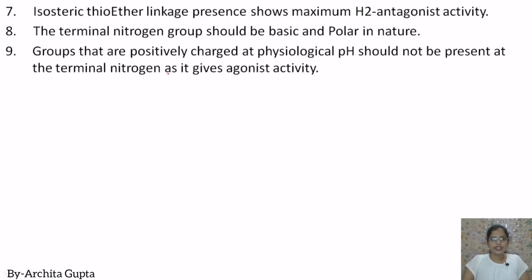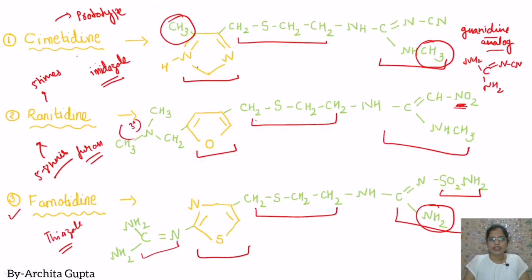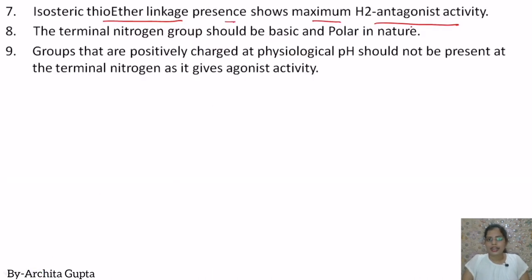Moving ahead to the seventh point, which says that the isosteric thioether linkage shows maximum H2 antagonist activity. So what do I mean by the thioether linkage? This is the linkage, that is the R, the alkyl group, and this is the sulfur group. So this linkage is known as the thioether linkage, and this linkage is required for the H2 antagonist activity.